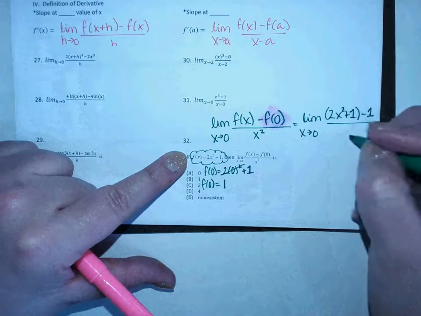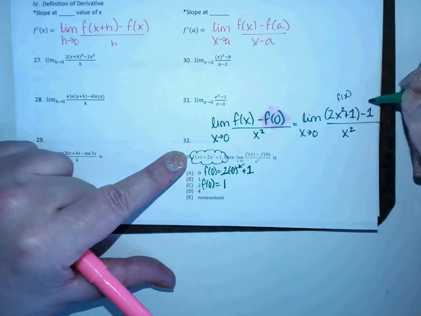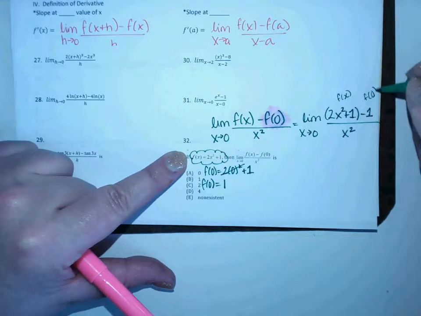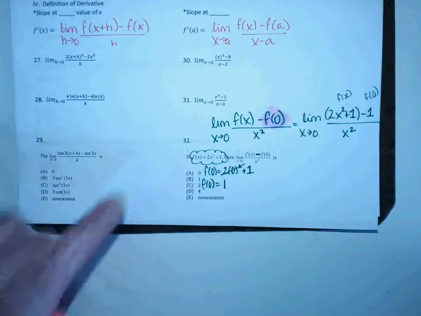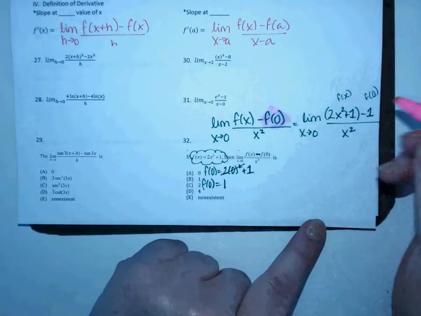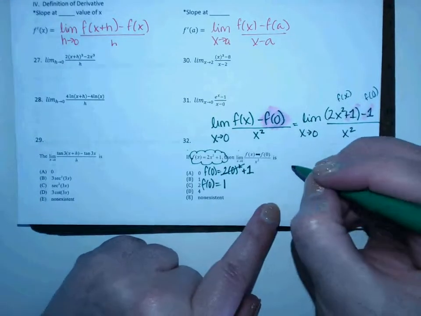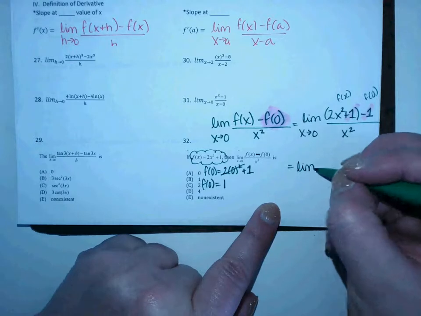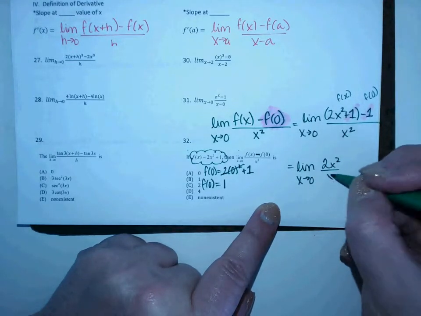So if I want a minus f of 0, which is 1, then I'm going to put a minus 1 all over x squared. So this is f of x. This is f of 0. And notice that the minus is there because there's a minus here. Okay, from there, you should notice that 1 minus 1 is going to cross out. And then what's left over is the limit as x approaches 0 of 2x squared over x squared.